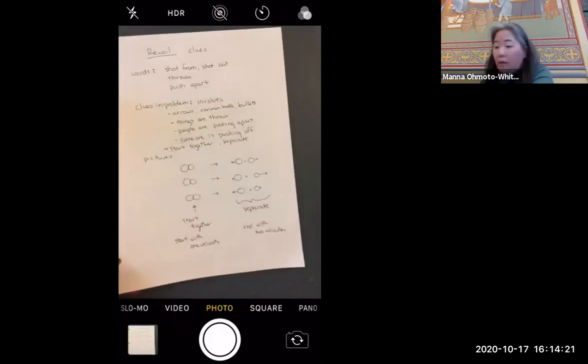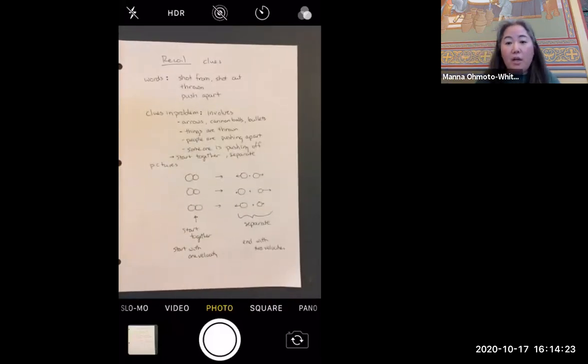How can you tell if you have recoil? The clues are the words shot from or shot out of, or thrown or pushed apart. Then the clues in the problem oftentimes involve arrows or cannonballs or bullets, things that are thrown, people pushing apart or pushing off of something.